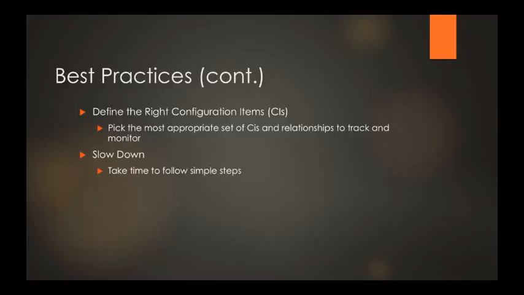The fourth step is to define the right configuration items, otherwise known as CIs. There are literally thousands of CIs that you could track, but trying to track them all would be a waste of your time and resources. Instead, look at each layer of your IT infrastructure, such as applications, operating systems, hardware, and services, to determine the most appropriate set of CIs and relationships to track and monitor.